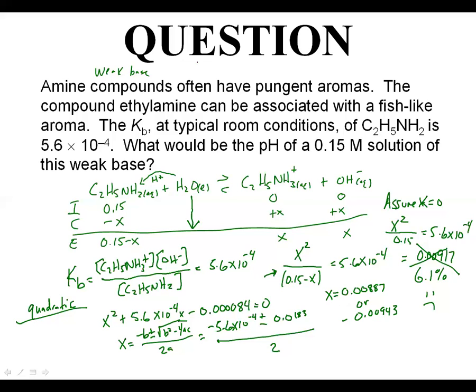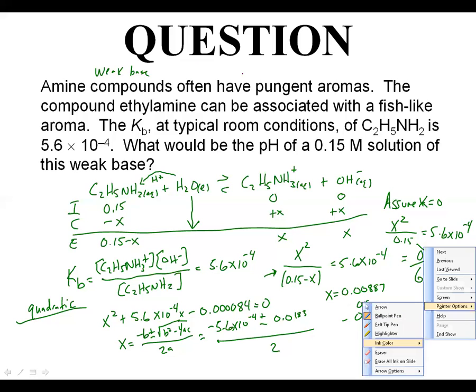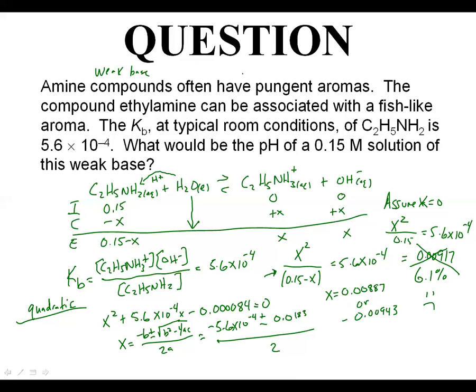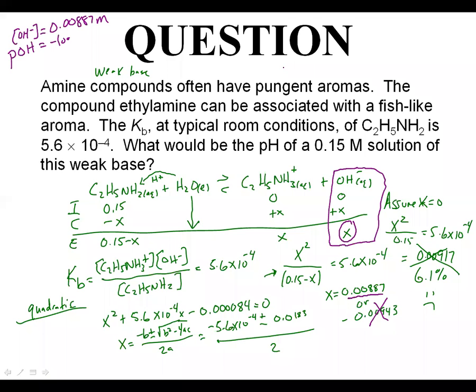Any questions up until that point there? Now, just like before, in this case, because it's a base, the correct number is the positive one, because the other would give us a negative. The other number should be minus 0.87. Again, our calculation gives 0.0087. And if you do that, it gets you a pOH of 2.05.